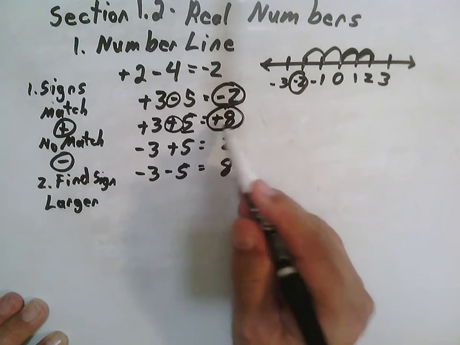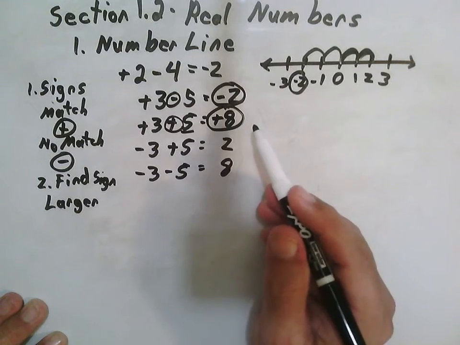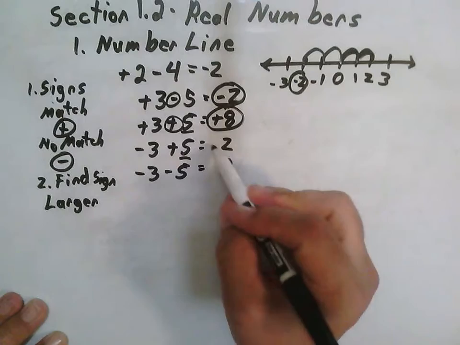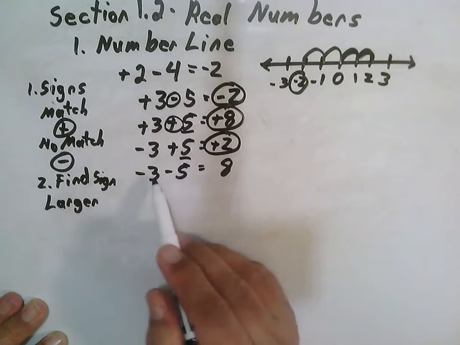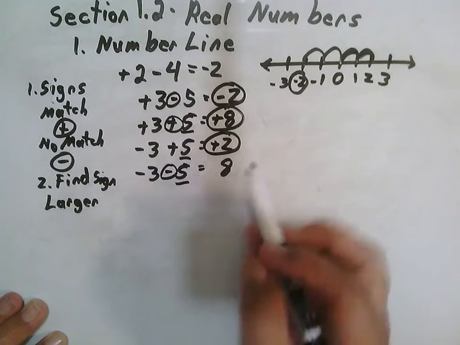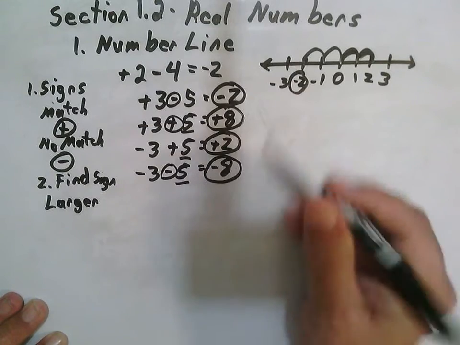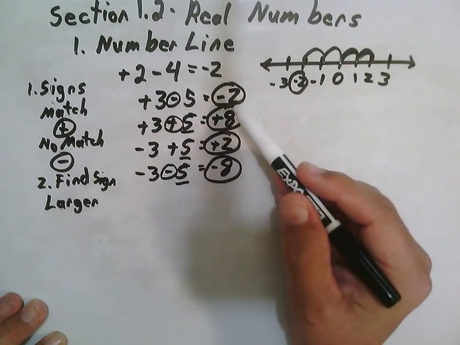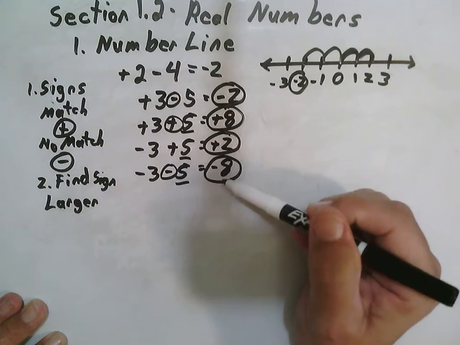You do not have to put positives in front of your answers. I just put them in to show you an example. For the next one, once again, 5 is a bigger number. It's a positive, so this one will be positive 2. And for the last one, 5 is a larger number. It's a negative, so this is going to be negative 8. Notice how all I've done is move these signs around in my problems, but I've come up with 4 different answers.